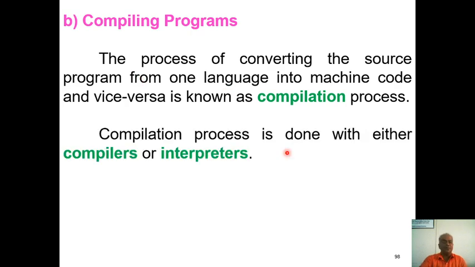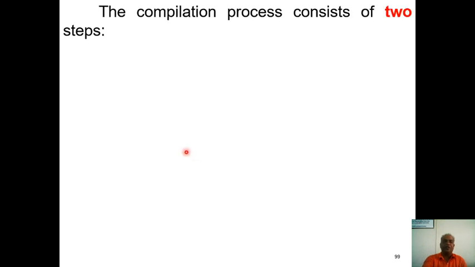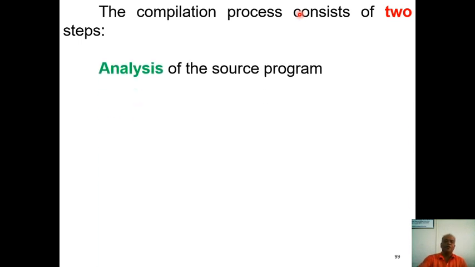This compilation process is done with either compilers or interpreters. We already discussed compilers as well as interpreters. A compiler is a translator which can translate the whole program at a time. An interpreter also translates a high-level language program into machine code, but it translates line by line. This compilation process consists of two steps.